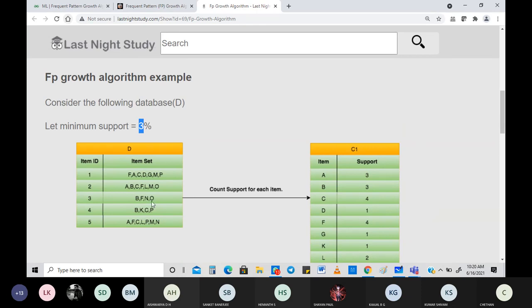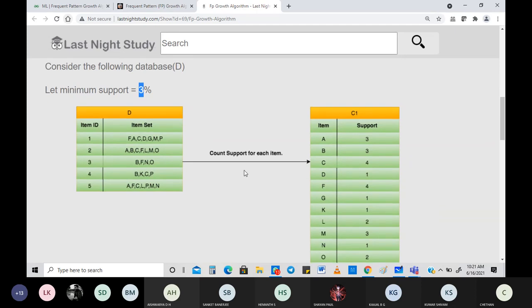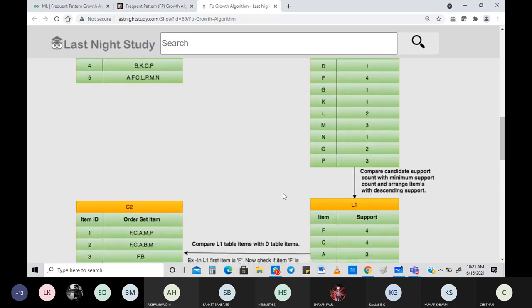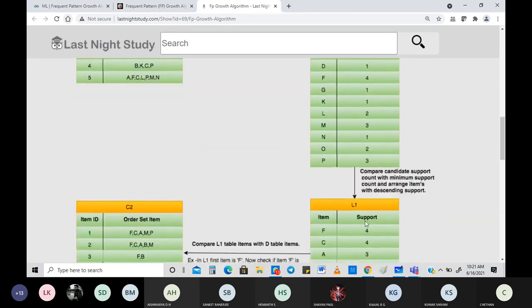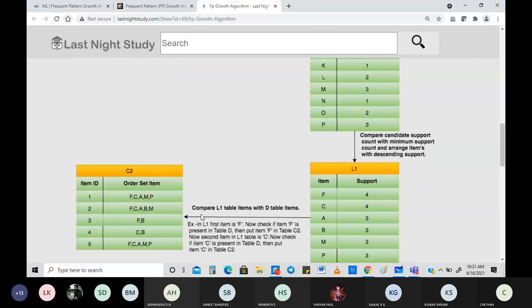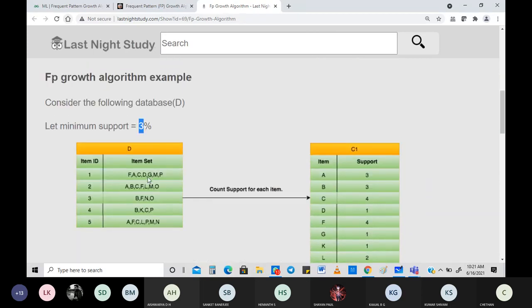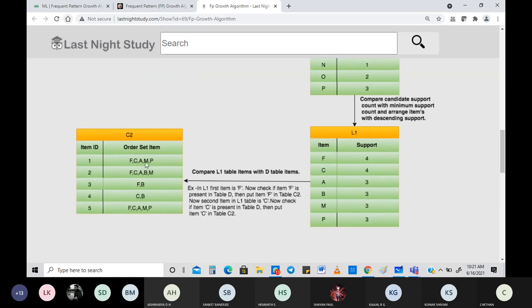Okay, once they got everything like this, then they figure out for these things. What is the thing that you get? See, for the first transaction I'm talking about, you get F, C, A, M, P. Only those things we need to take which are frequent. So F, C, A, M, P will be there. All other things will go.